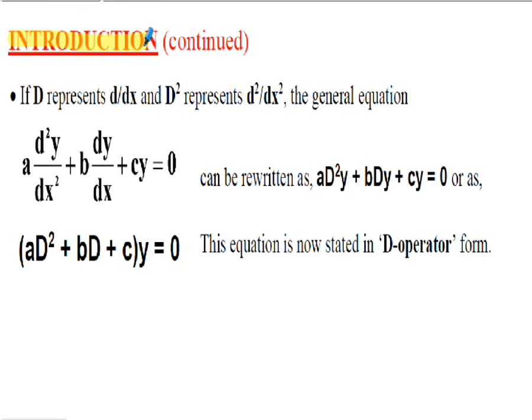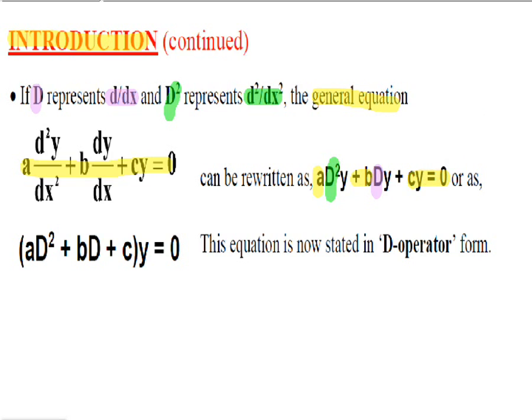Introduction continued. We're going to now look at representing a differential equation in what is termed the operator format. If capital D represents d by dx and capital D squared represents d2 by dx squared, then a general second-order homogeneous equation, shown here, can be written as follows. a multiplied by D2y plus b multiplied by Dy plus c y equals 0.